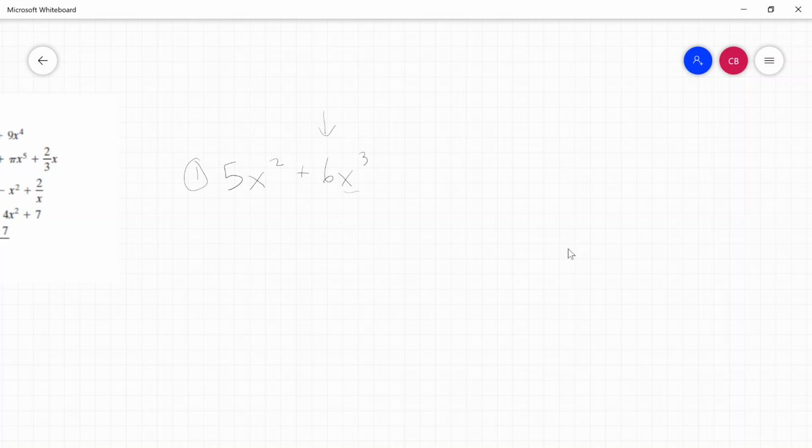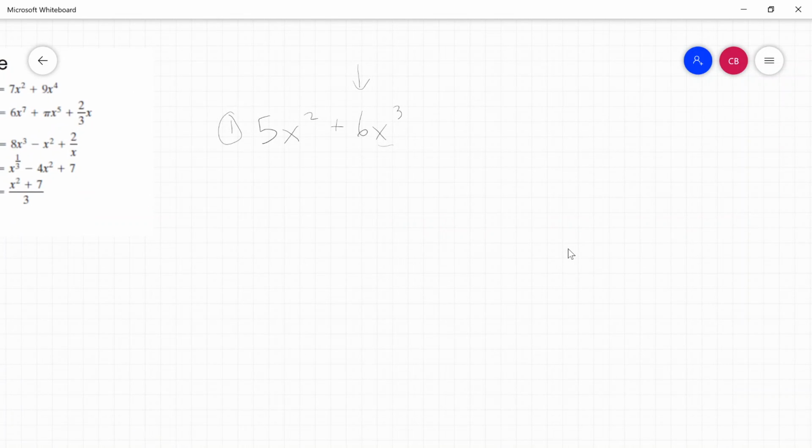So this is x to the third, so it's not a parabola. It is a shape like this. This is facing the correct way. It's that or this, and I know that it's this one and not this one because this is positive.